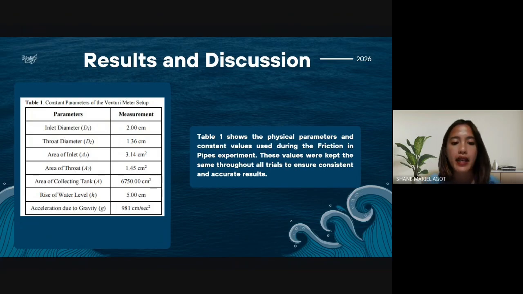So, by keeping these geometric properties fixed, any change observed in the discharge measurements was mainly caused by variation in fluid velocity and flow conditions rather than a change in the apparatus itself. This helped ensure consistent accuracy and reliability in the experiment results and calculation.